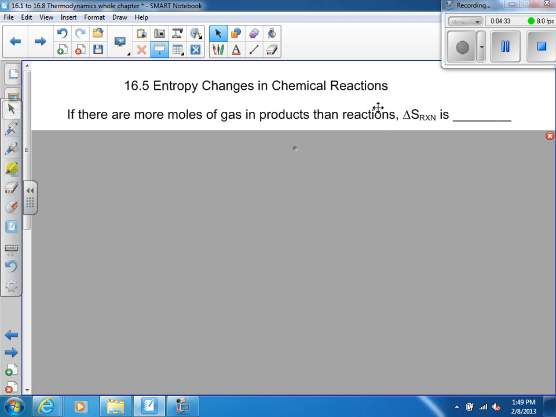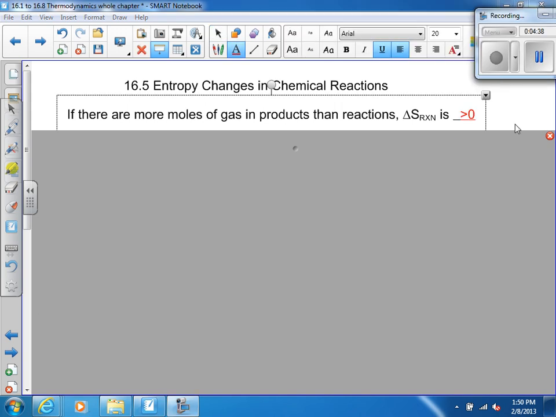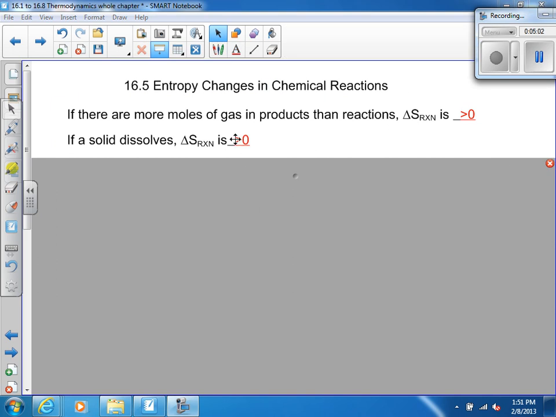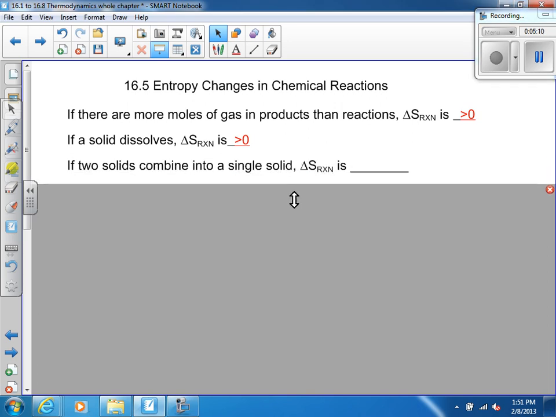More minus less, is that positive or negative? We're going for positive or negative here. Positive minus something smaller than that positive gives you a positive number. Delta S is greater than 0, or positive. Think about dissolving a solid. Is entropy going up or down? You have a solid going into aqueous ions. Entropy is increasing. Delta S of the reaction is greater than 0 because aqueous ions have more microstates possible than a solid.